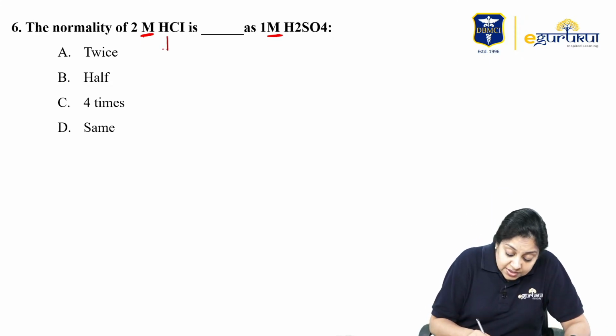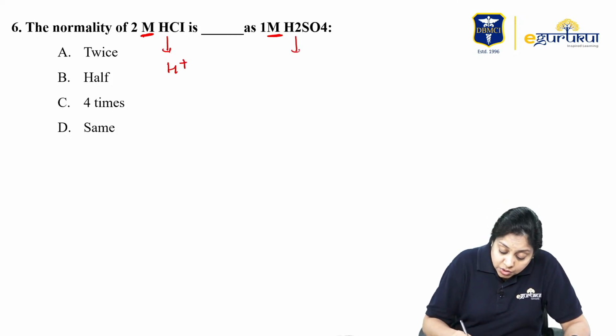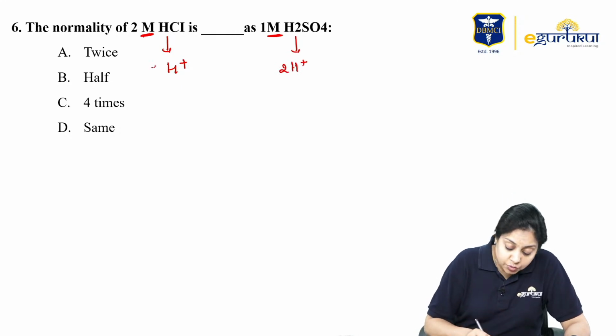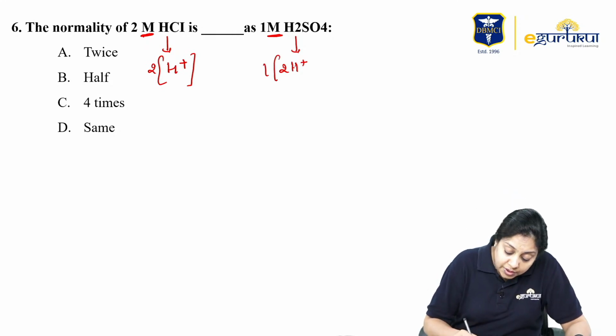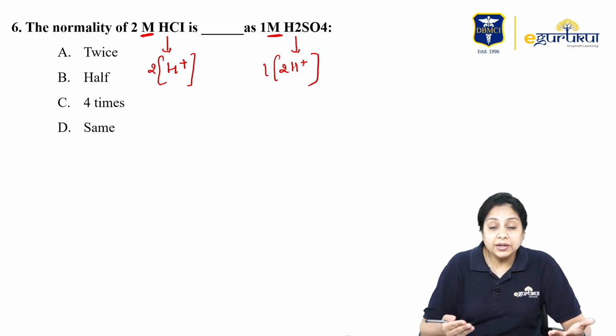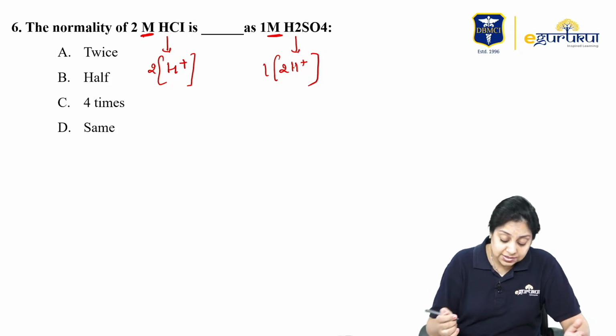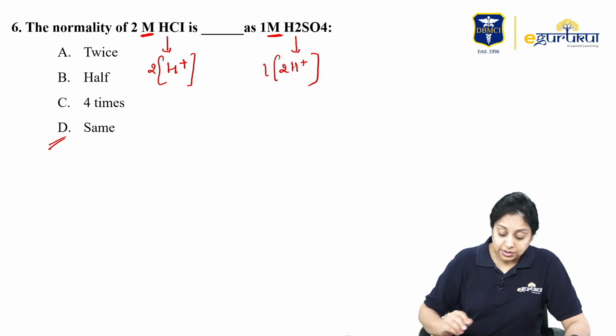So if you have HCl, HCl is going to furnish 1 proton. H2SO4 is going to furnish 2 protons. You have 2 molar HCl, which will give you what? 2 protons. 1 molar H2SO4 will give you 2 protons. If you look at it, how many protons are you getting there? You are getting 2 protons each. So it is same. It is same, right?